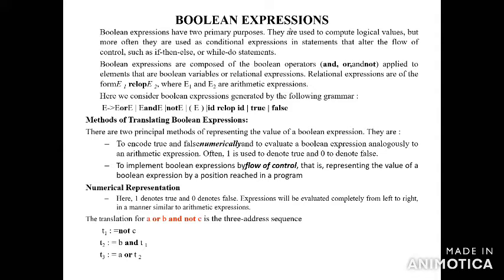Okay. So E or E, E and E, not E, bracket of E, ID relational operator ID. The relational operator is nothing but less than, less than or equal, greater than or equal, not equal. Then true or false. True indicates 1. False indicates 0. So according to the grammar, you have to write these things.